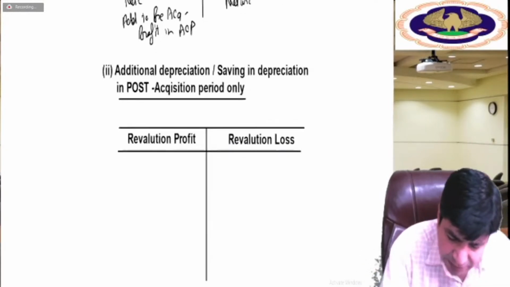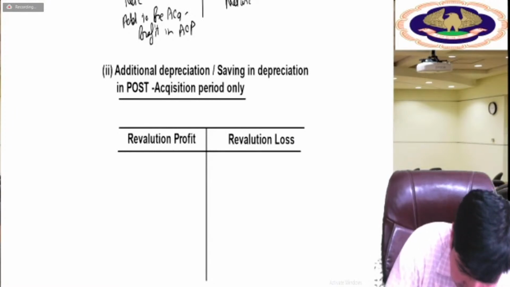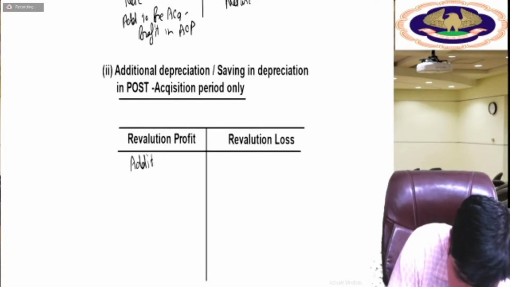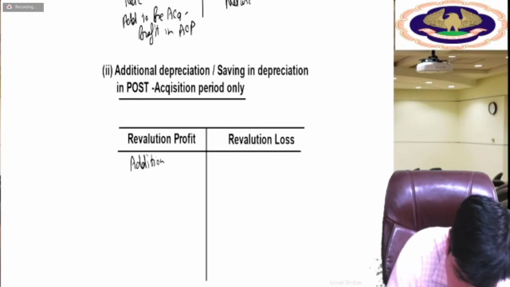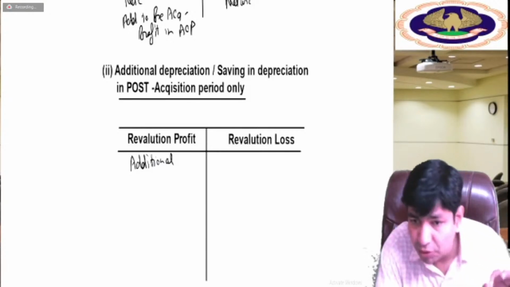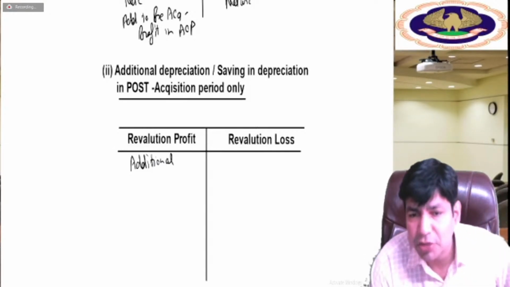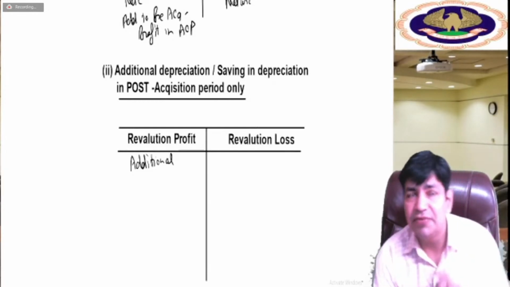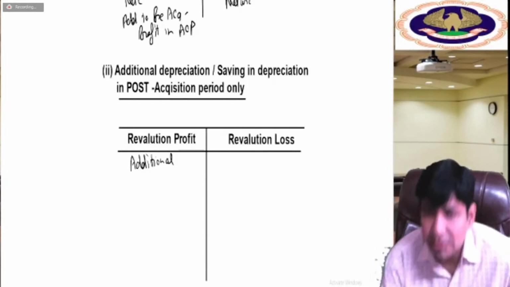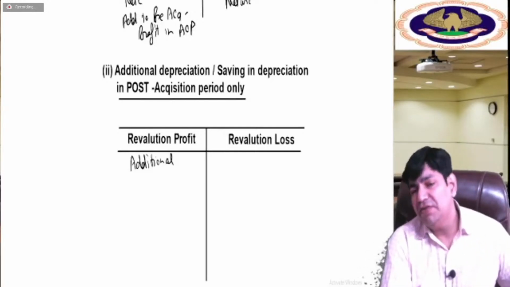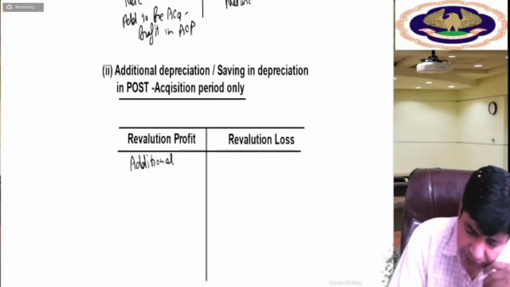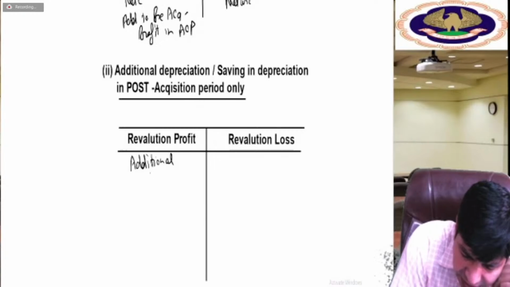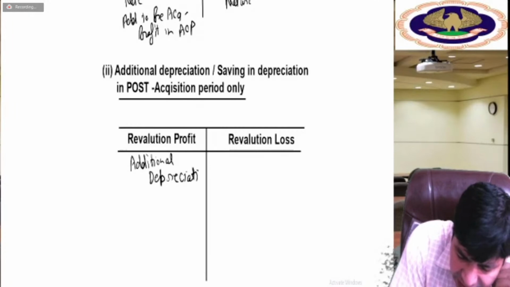In the case of revaluation profit, there will be a case of additional depreciation. So additional depreciation will be only in the case there is a revaluation profit. Wait a minute, beta. Coming to that, Hiral, step by step. First, we will discuss only about profit, and while we will be discussing about the loss, then there will be a case of saving in depreciation. So additional depreciation will come only in the case while there is a revaluation profit.